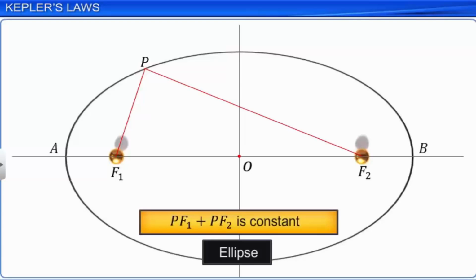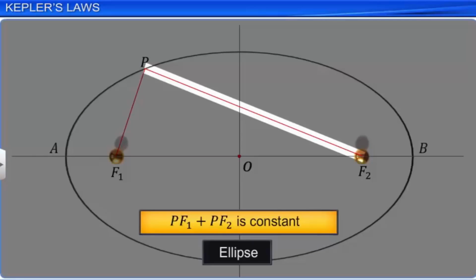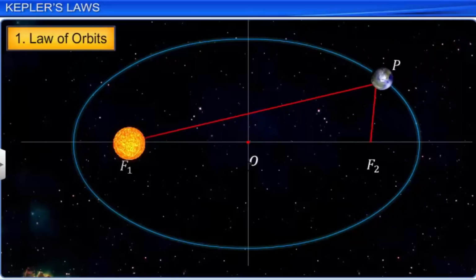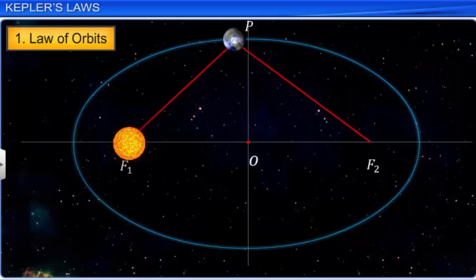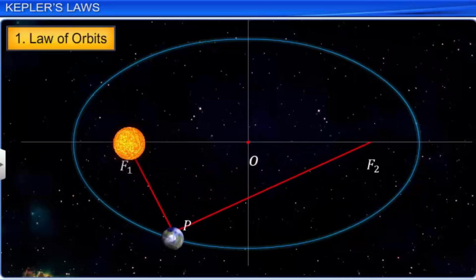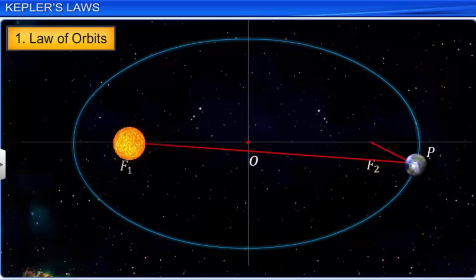So, as per the first law, the Sun is at one of the foci of the ellipse and the planets rotate around it in elliptical orbits. Also note that the sum of the lengths PF1 and PF2 is always constant.